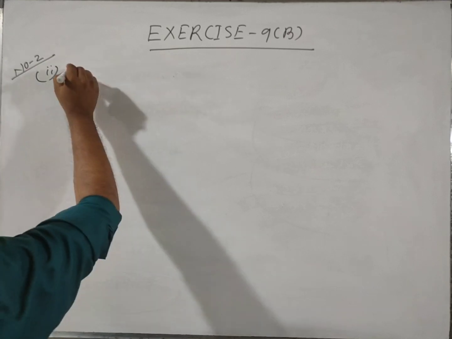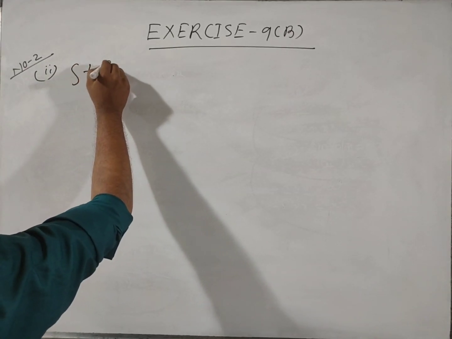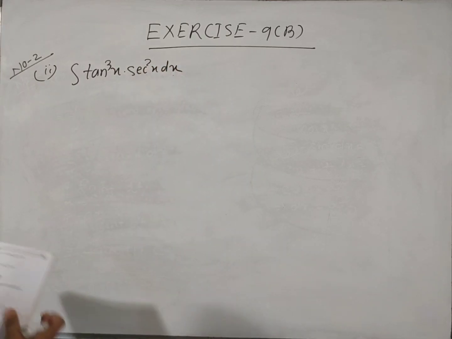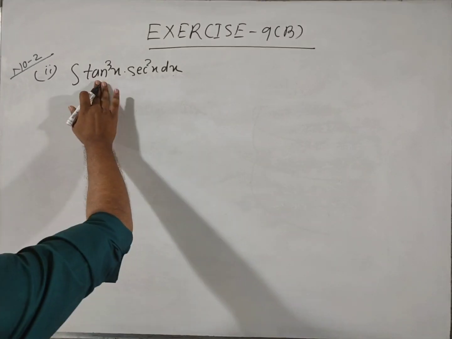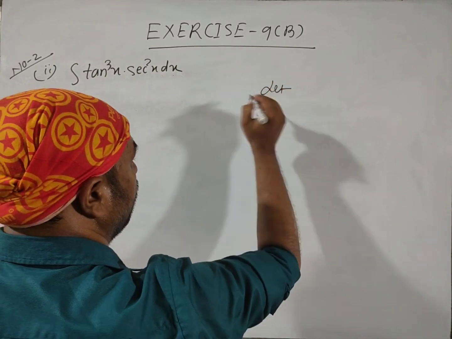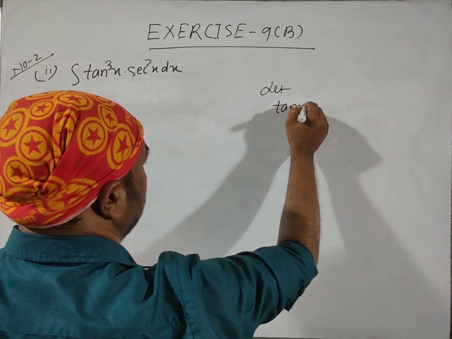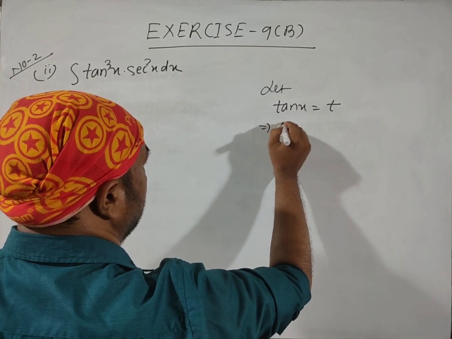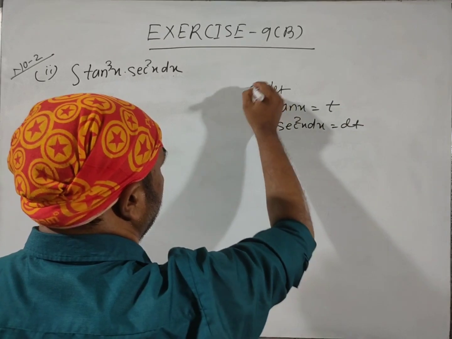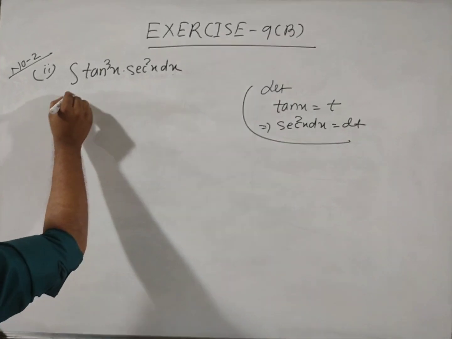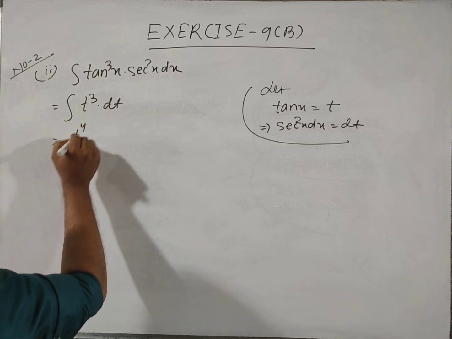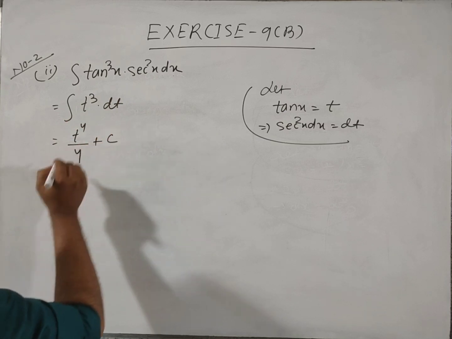Integral of tan cube x multiplied with sec square x dx. Derivative of tan x is sec square x. So let tan x is equal to t, that implies sec square x dx is dt. So it will be t cube dt, that implies t to the power of 4 divided by 4 plus c.